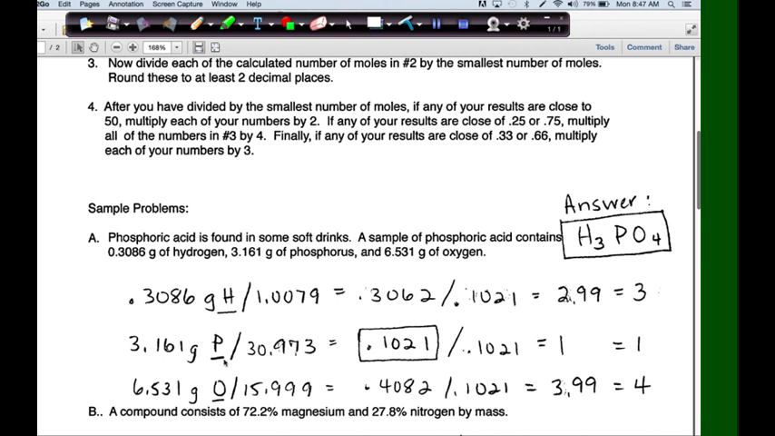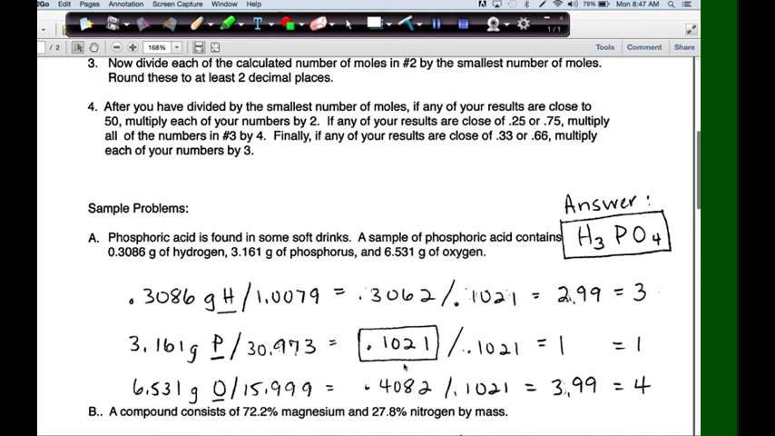And I do the same thing for phosphorus. Find its molar mass on the periodic table, divide the grams given in the problem by the molar mass on the periodic table. And again for oxygen. The grams of oxygen given in the problem divided by the mass of oxygen from the periodic table. What I'm going to get are these three values, 0.3062, 0.1021, 0.4082. You might want to pause the video and see if those are the actual values. These are quantities of moles for hydrogen, phosphorus, and oxygen.